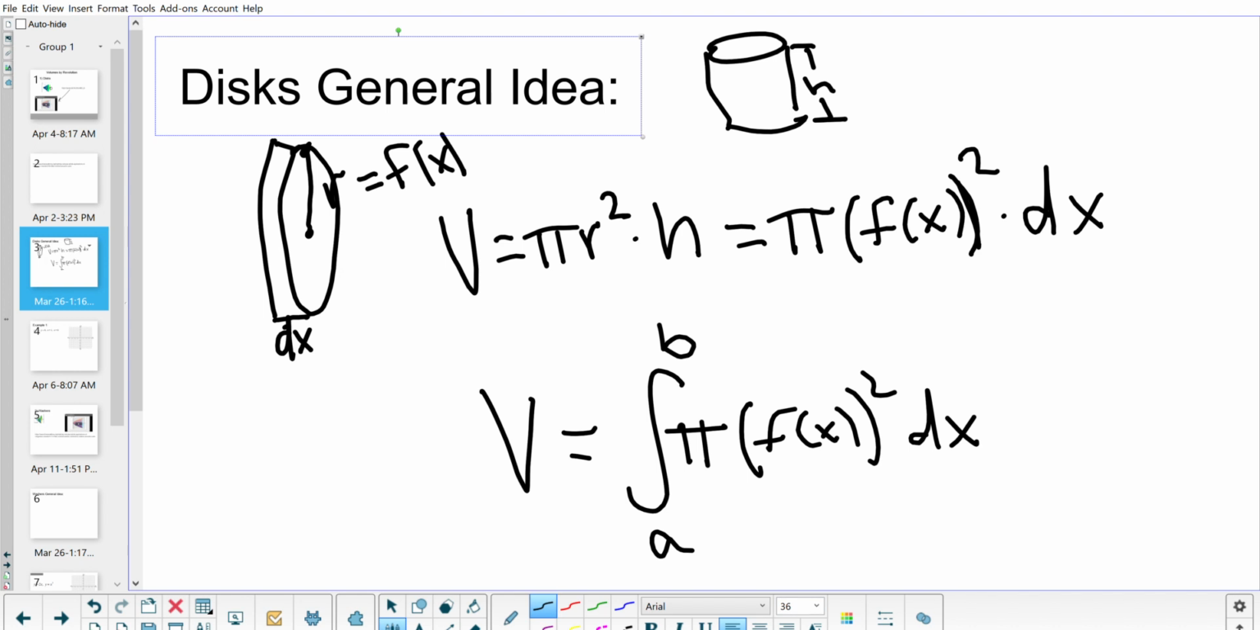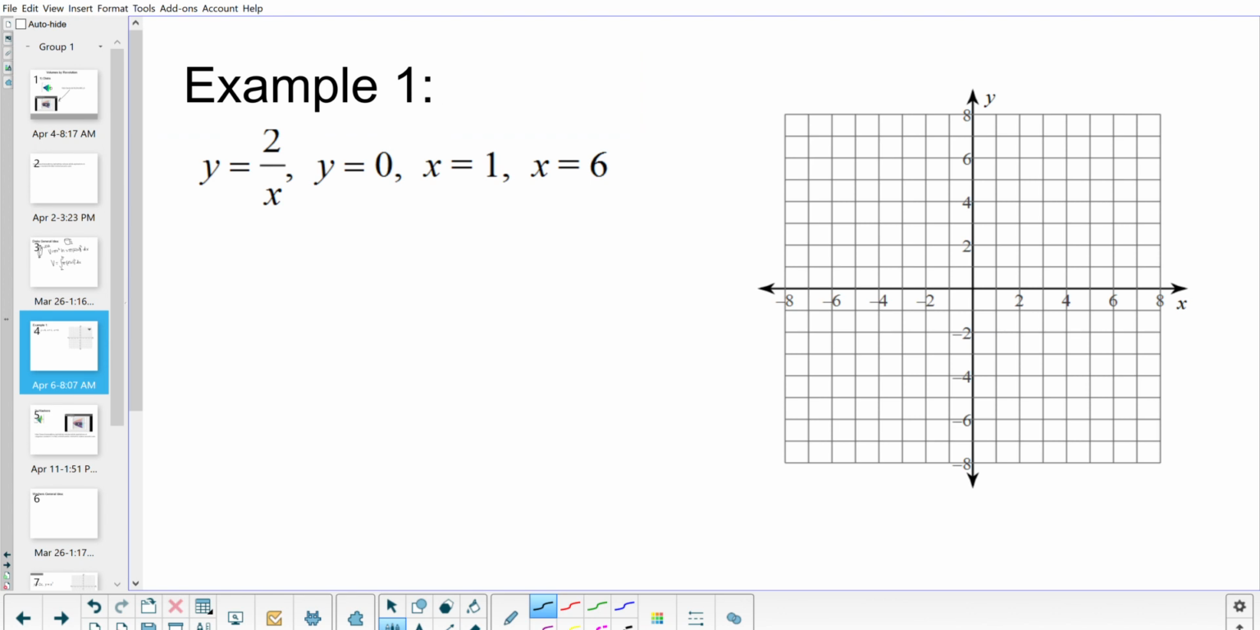Okay, so let's actually try this. This is what a problem would look like. Okay, they're going to give us how we should be bounding the area. Let's see, so 2 over x. If x is 2, y is 1. So I know this is a rational function. So it looks something like this.